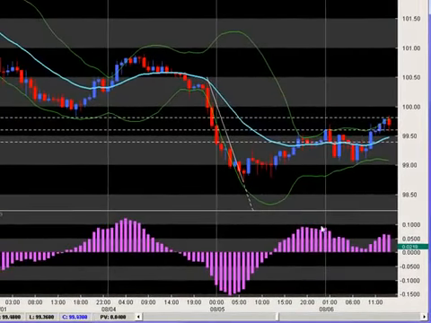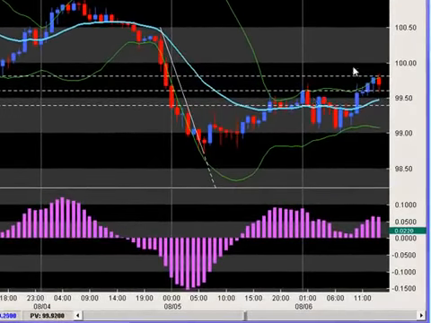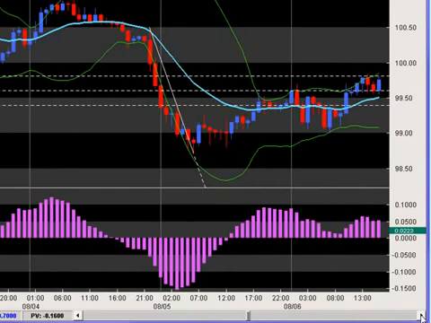Also notice increasing price, declining histogram, further supporting our trade. And the angle of the Bollinger Bands is not as sharp as it was when it was selling off, suggesting a corrective move and an impulsive move downward to follow.